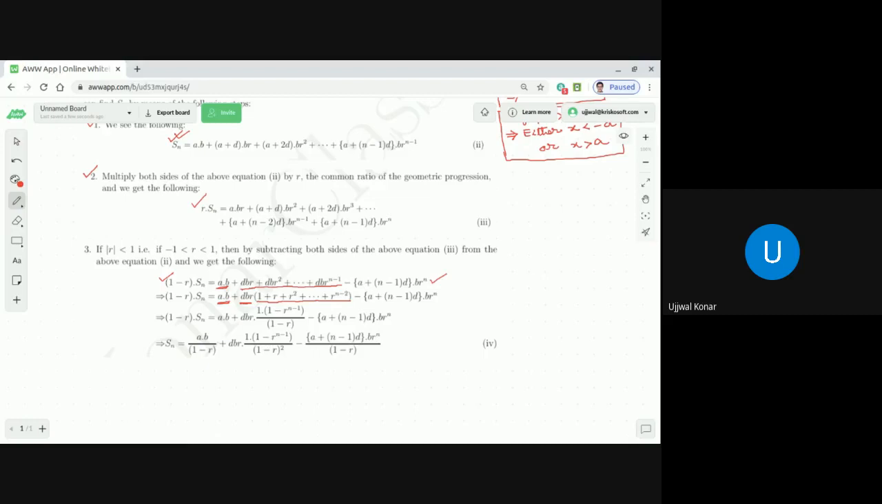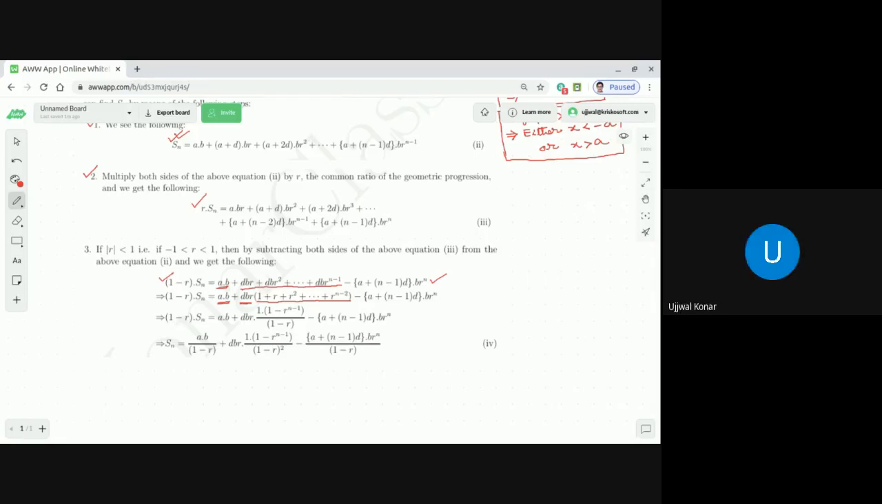Same pattern. If someone has done the classes with due diligence, they can recall what I said in the last few seconds. Then what happened? That 1 plus r square up to r to the power n minus 2, that entire thing, the formula is 1 into 1 minus r to the power n minus 1 by 1 minus r. Why are we using this formula? Because mod of r is less than 1.